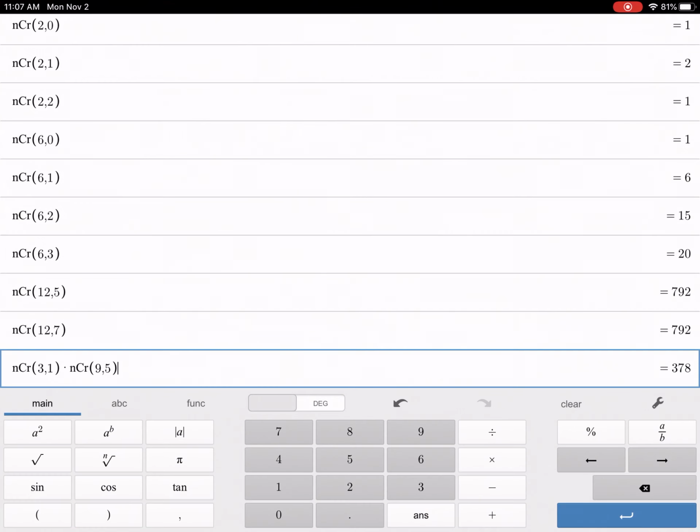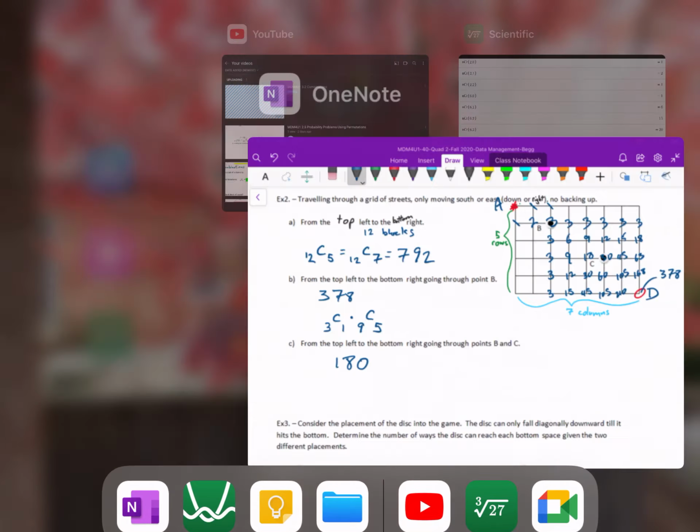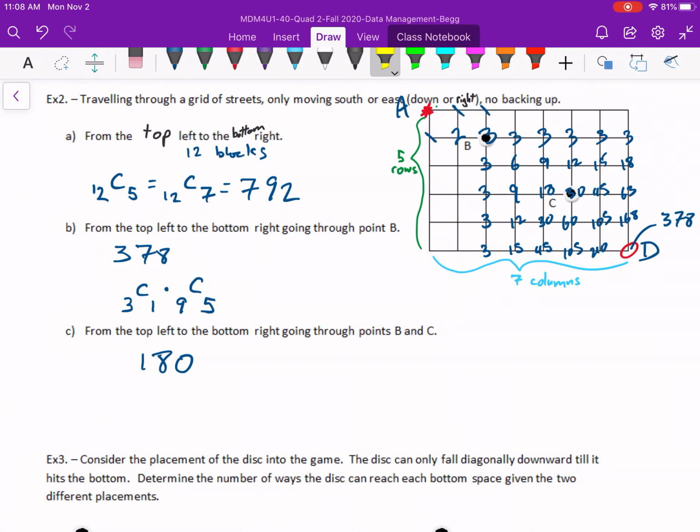That down there in the bottom right, before I get rid of it too quickly. Yeah, 378. That might seem familiar because that's what I got using just the counting of the boxes. So this last one, where I have to go through B and C before I get to D, I could still do 3, choose 1.